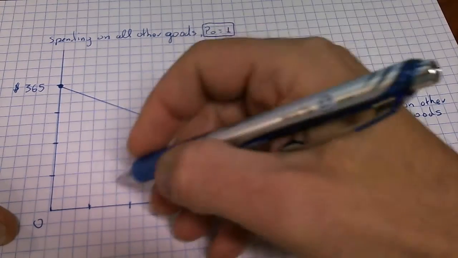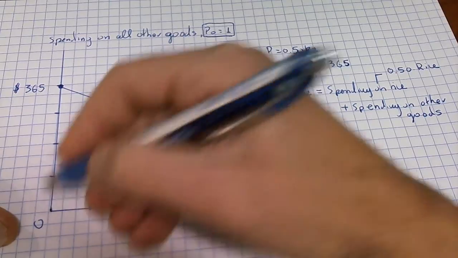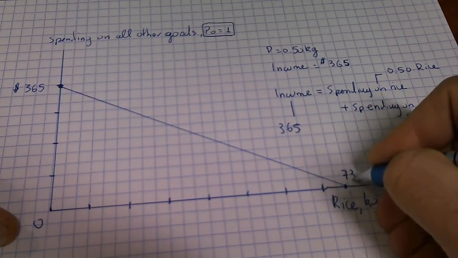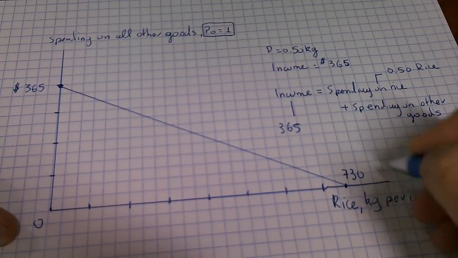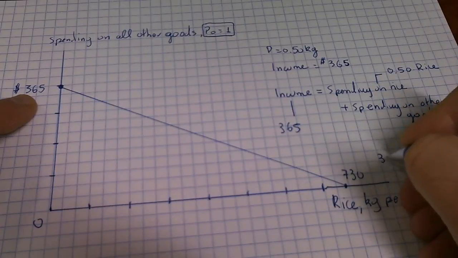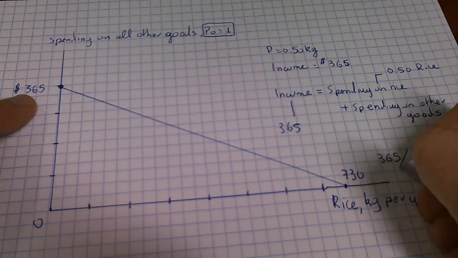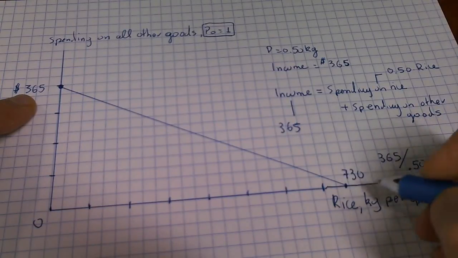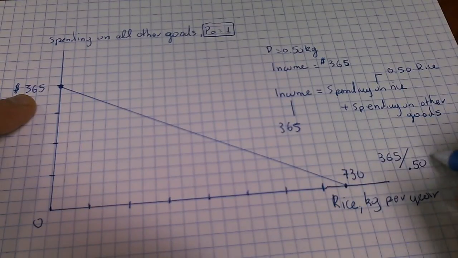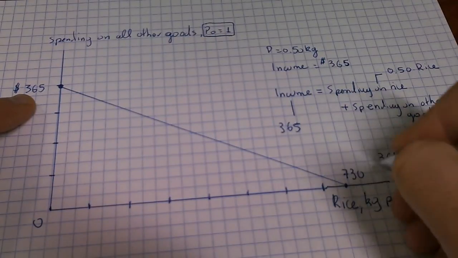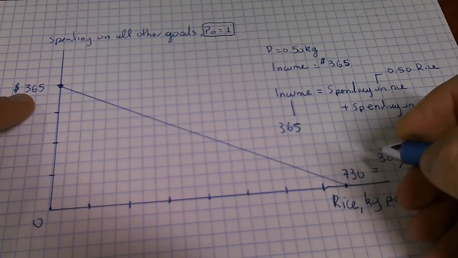If, on the other hand, he spends everything on rice, he can buy 730 kilograms of rice per year, right? $365 divided by 50 cents will give you 730 kilograms. Or 730 kilograms times 50 cents gives you $365. Okay? Or he can buy some other combination.